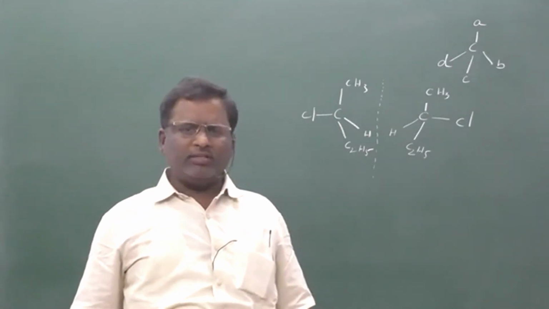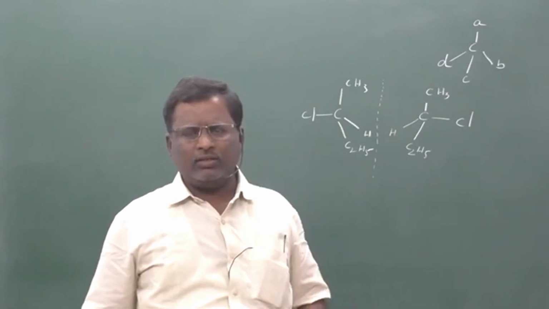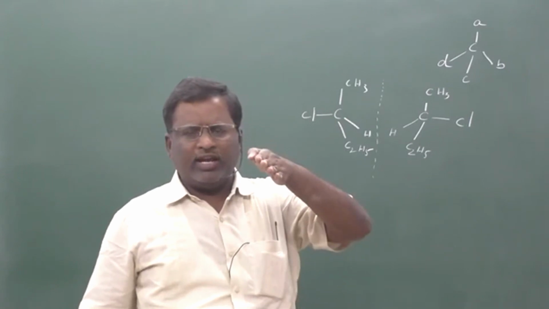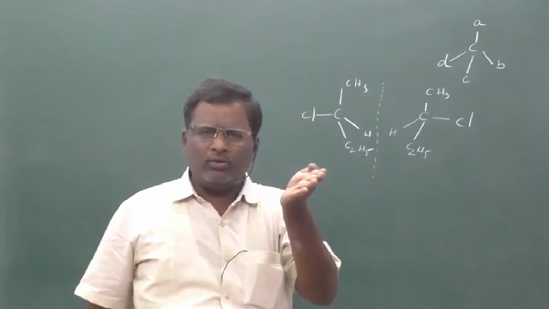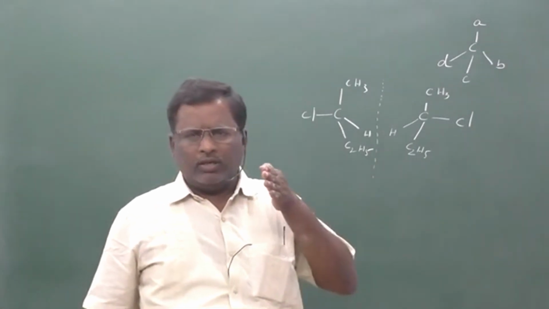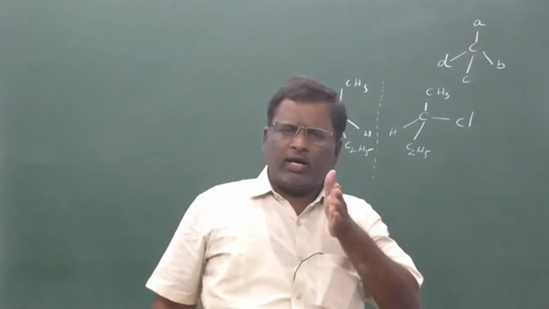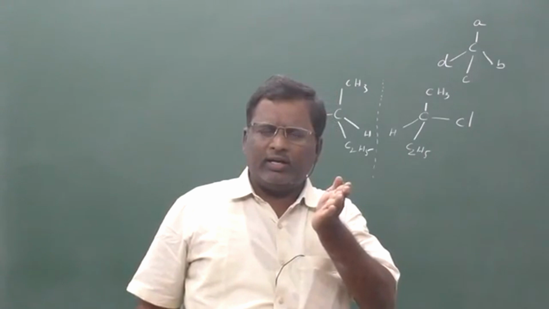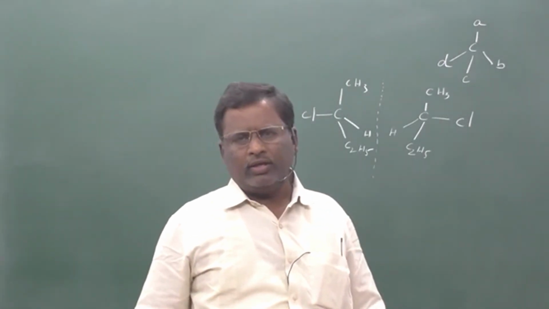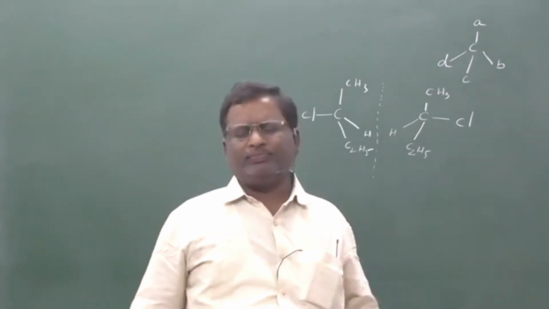Optical property means if we pass a plane of polarized light, one isomer rotates it to the left side and the other isomer will rotate it to the right side. The left side rotatory compound is said to be levorotatory. The isomer which rotates it to the right side is said to be dextrorotatory. We simply call them L form and D form.